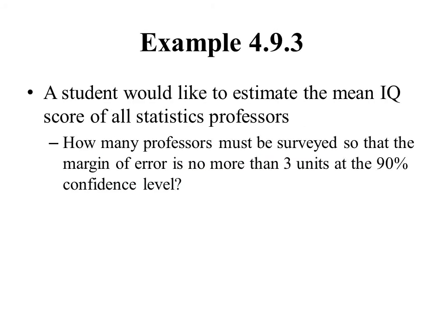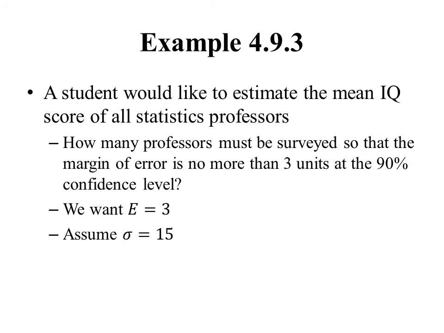So to apply this to an example, suppose that a student would like to estimate the mean IQ score of all statistics professors. And so we need to figure out how many professors we need to survey. Well, specifically, how many professors must be surveyed so the margin of error is no more than 3 units at the 90% confidence level. Now, where did the 3 units come from? Well, that's just a number that we picked out of the air. That was our desired margin of error. And so again, E is 3, and we're working at the 90% confidence level.